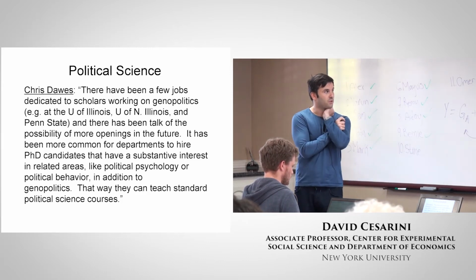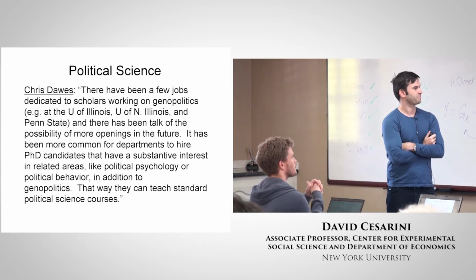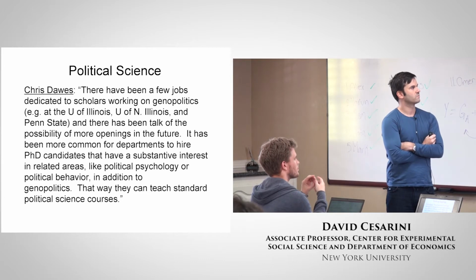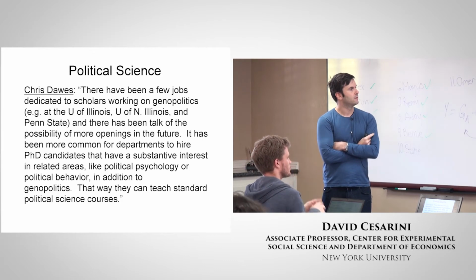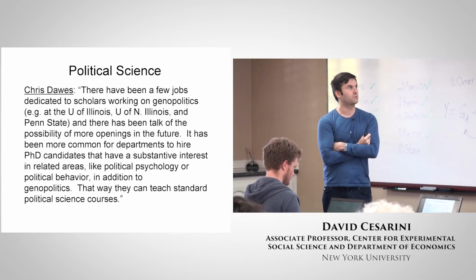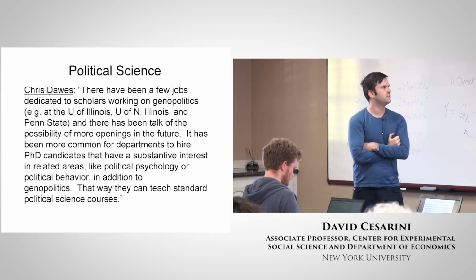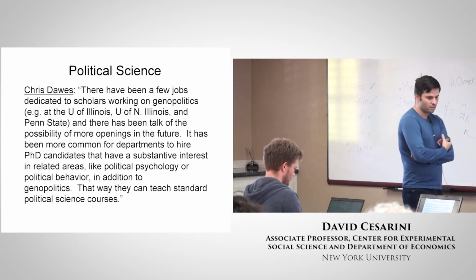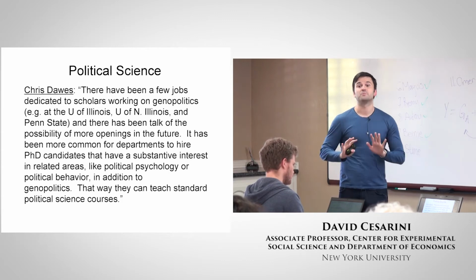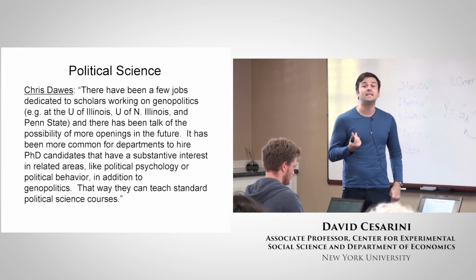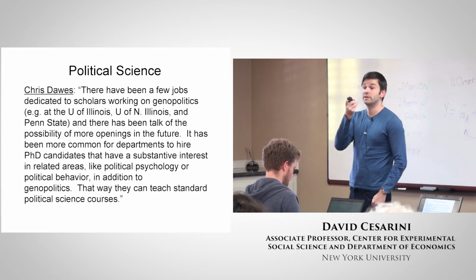Here's what Chris wrote to us last year. Again, we're reproducing it with his permission. I'd say that political science remains the field with the fewest number of people who are actively working on this area. Of course, there's no reason why that couldn't change in the years ahead. And there's a branch of political science called political psychology where they study questions that overlap substantially with behavior genetics. And my sense has been that it's in political psychology especially that there's been the greatest interest.